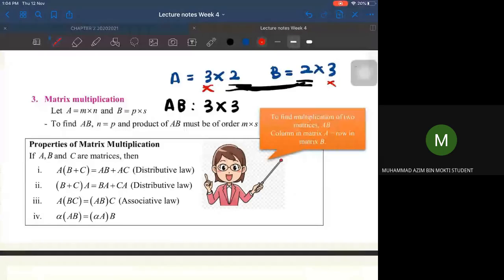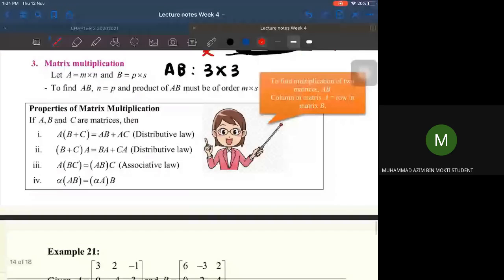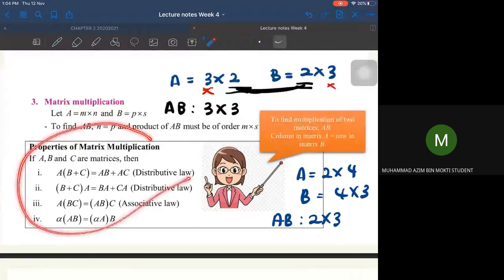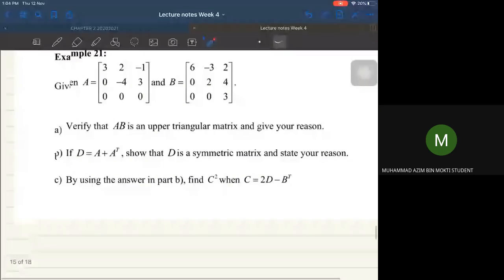So, let's say kalau you ada matrix A sama dengan 2 kali 4. So, matrix B adalah 4 by 3. So, what is AB? What is the size of the matrix AB? Yes, 2 by 3. Okay. Awak perlu tahu benda ni sebab nanti you tak tahu ada berapa banyak row, berapa banyak column. Okay. So, yang ni you boleh go through on your own lah. This is just a properties. Okay.